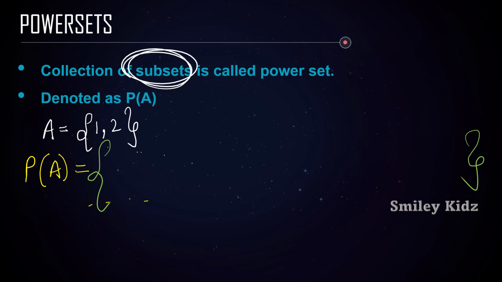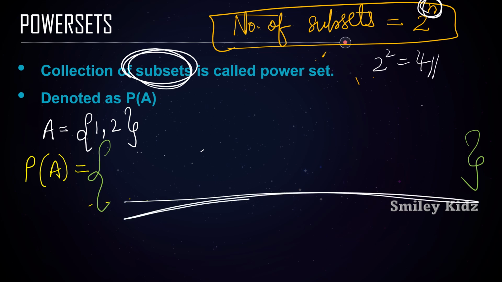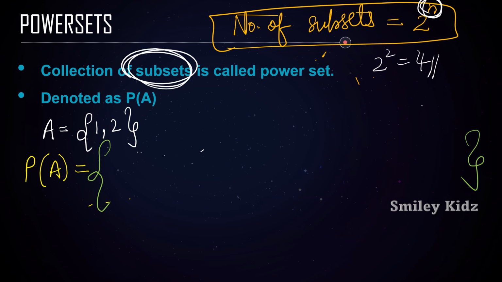Now I'll tell you something. In order to not miss any subset, there is a small formula. If you need to know the number of subsets that are getting formed, this can be very helpful in MCQs as well. The number of subsets formed would be 2 power n. Now what is n over here? The number of elements. Here we have 2 elements. So 2 squared is 4. That means there are 4 subsets in this power set. Let us know what those 4 are.